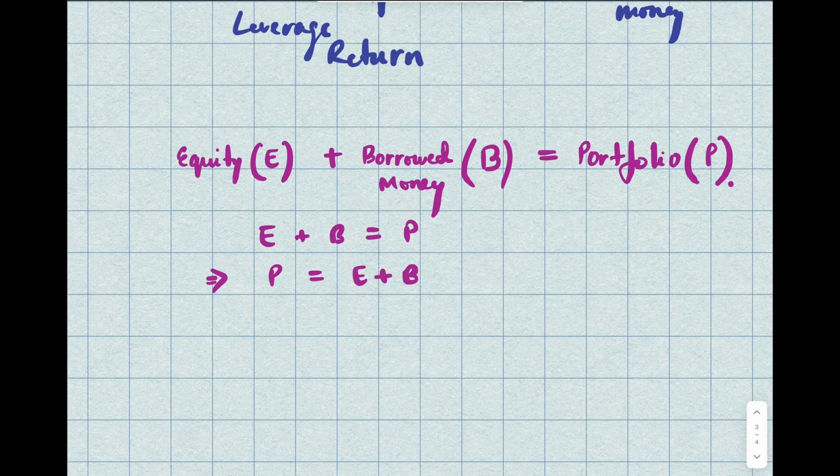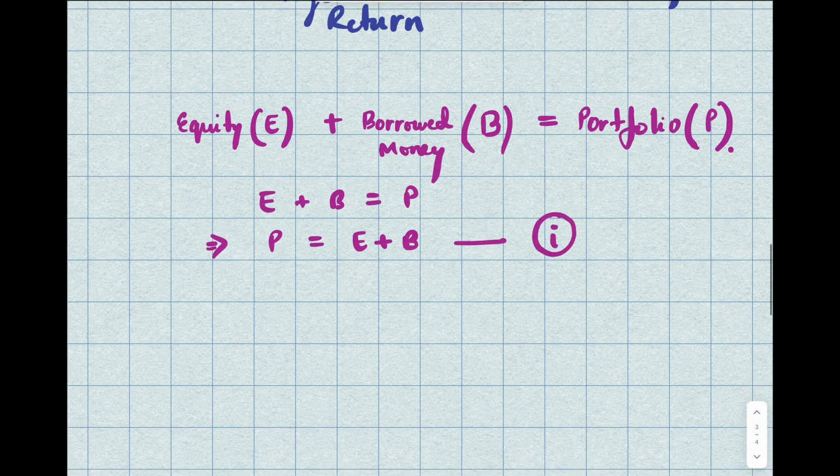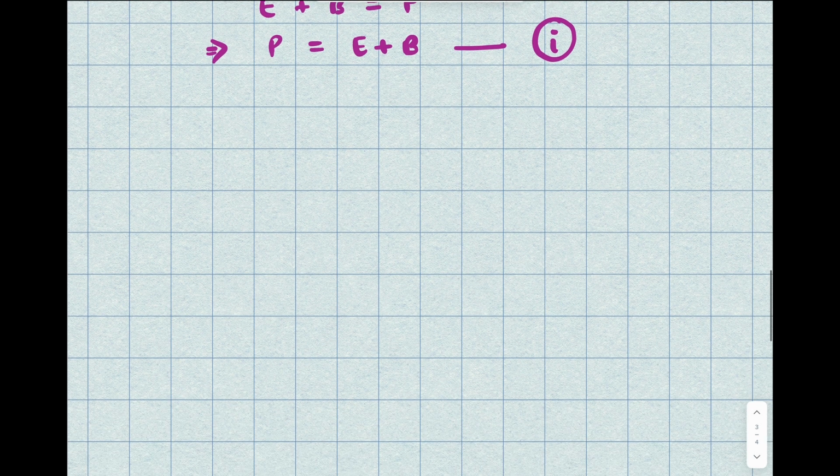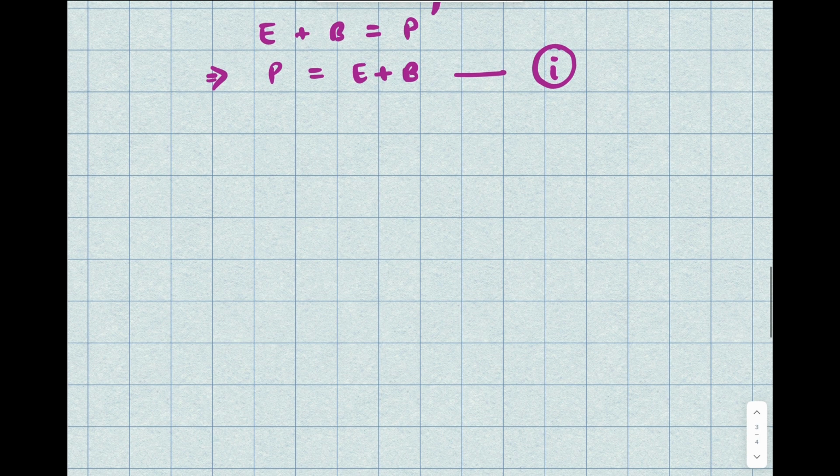Hope till this it is clear. Let's name it number one, because we are going to use it later on. So, since we are talking about leverage, let me write it down here. P is equal to E plus B.